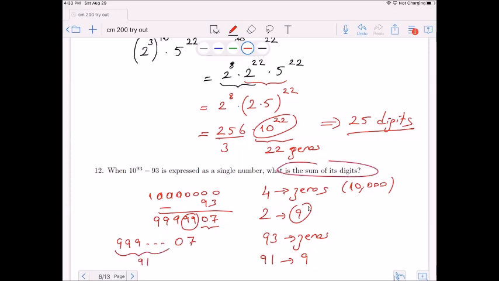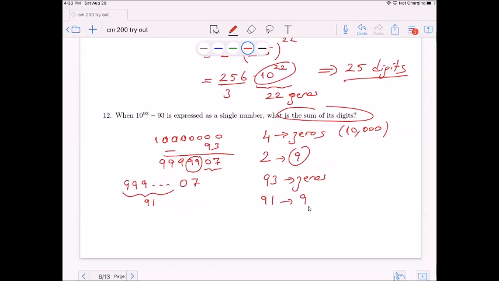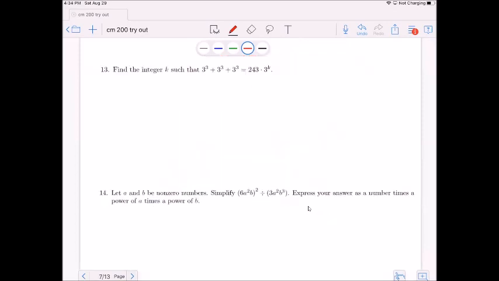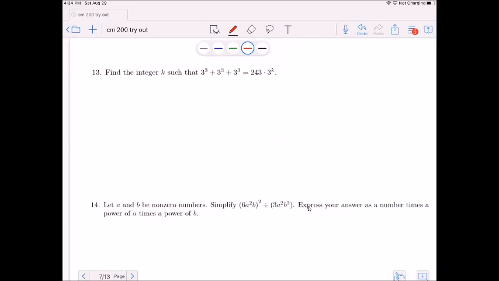The sum of its digits. So we will have 91 times 9 plus 7, which is 819 plus 7, which is 826. Right? Very good. Let's go to the other question.